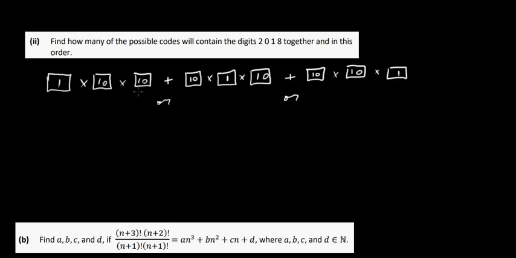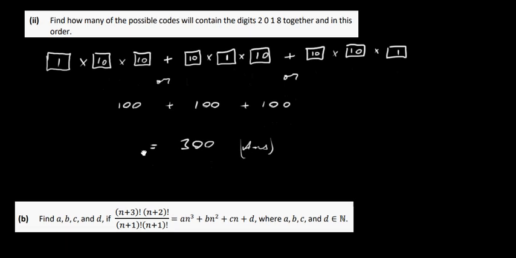So this is going to be 10 times 10, which is 100, plus 10 times 10 times 1, which is 100, plus 10 times 10 times 1, which is 100. So our answer here is 300. So we can have 300 possible combinations in this particular case. So this is our answer here.